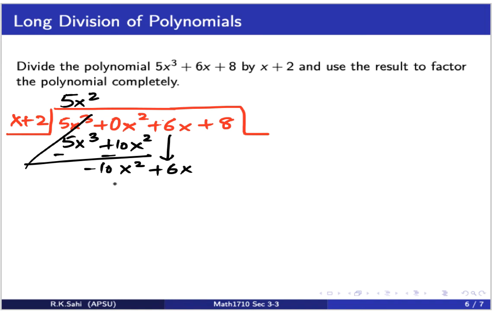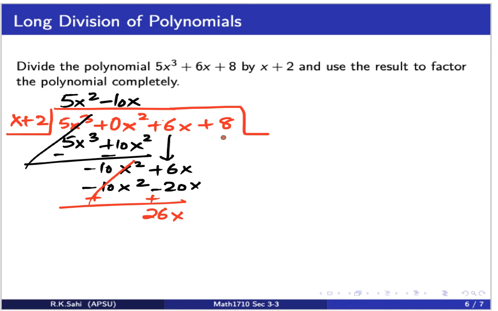Now, in order to do that, what are we going to do? Multiply the quotient here by minus 10x. So it's going to be negative 10x squared minus 20x. Now we're going to change the signs. A positive and a positive here. So the 10s cancel out. You have a 26x. Now what are we left with? An 8. Get that down.